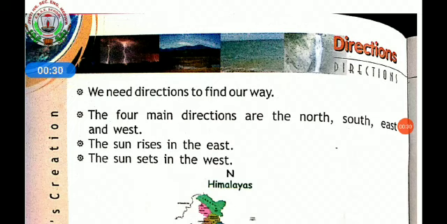How many directions are there, student? Yes, there are four main directions. And what are they? North, south, east and west. How will you spell north? N-O-R-T-H, north. S-O-U-T-H, south. E-A-S-T, east. And W-E-S-T, west. These are the four main directions.